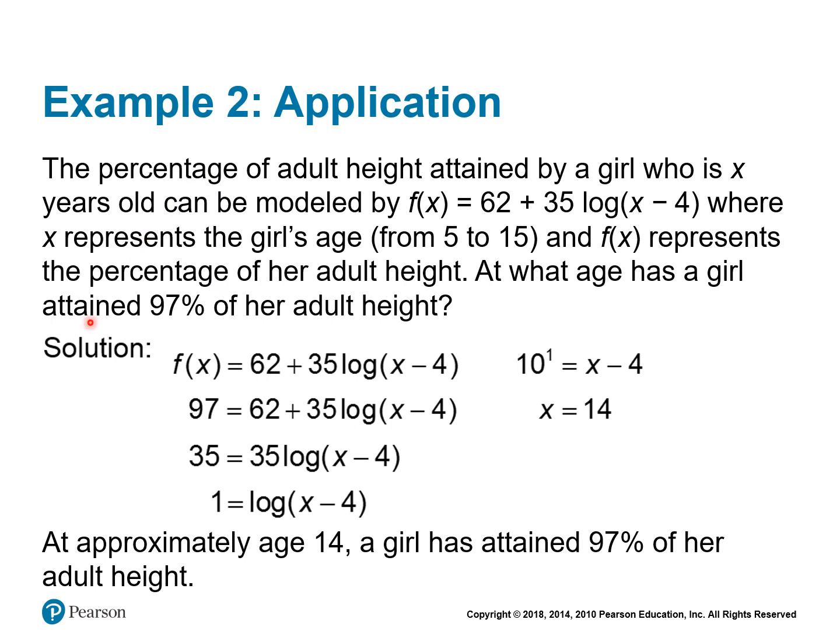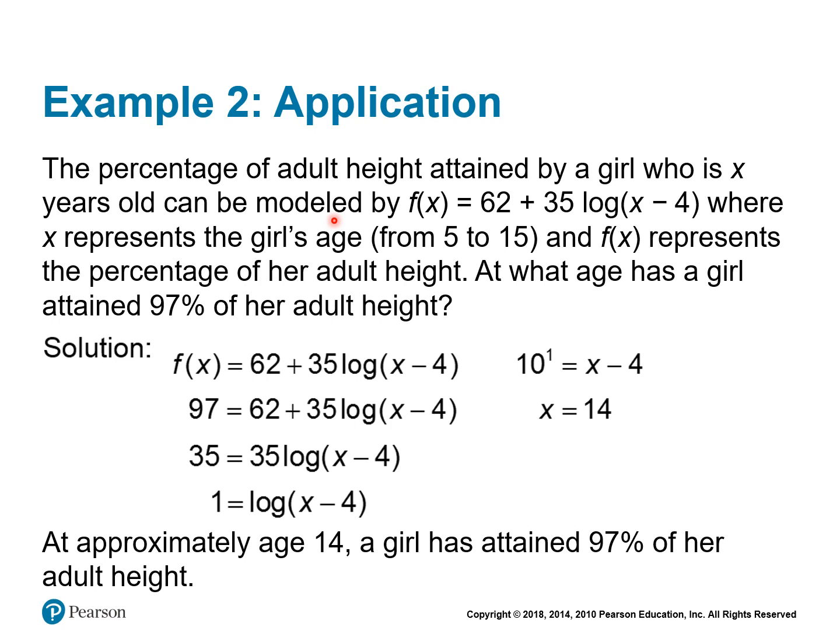I'm going to read through it first. The percentage of adult height attained by a girl who is x years old can be modeled by f of x equals 62 plus 35 times log of x minus 4, where x represents the girl's age from 5 to 15 and f of x represents the percentage of her adult height. At what age has a girl attained 97% of her adult height?